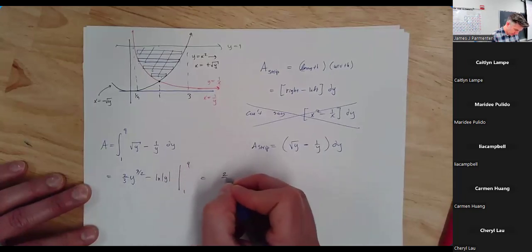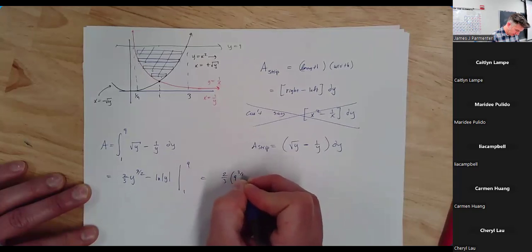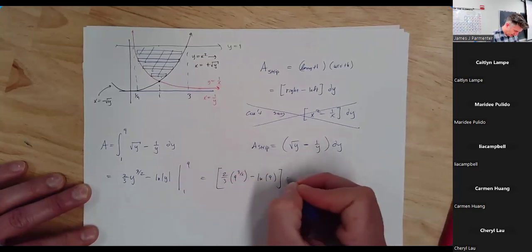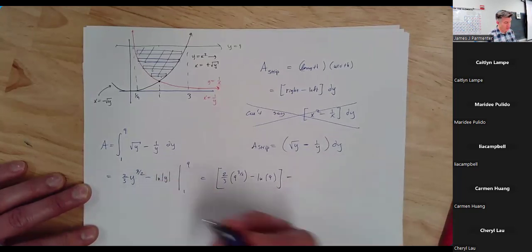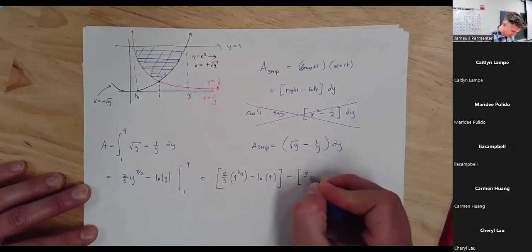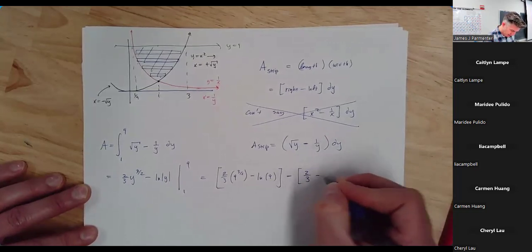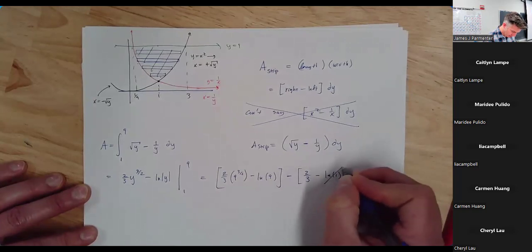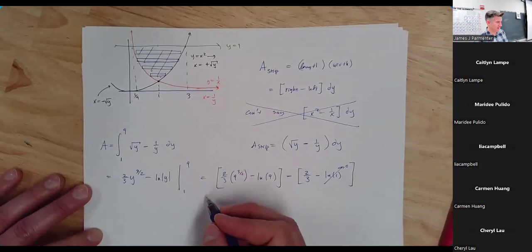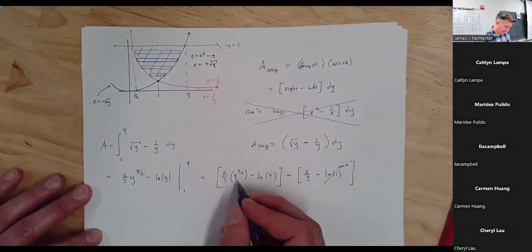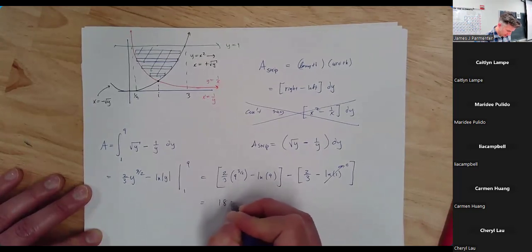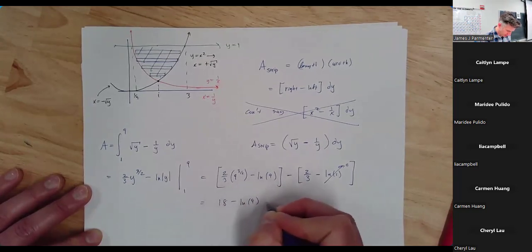So we're going to get 2/3 times 9 to the 3/2 minus the natural log of 9, minus 2/3 times 1 to the 3/2. 1 to any power is 1. So 2/3 times 1 to the 3/2 is just 2/3, and the natural log of 1 is 0. I would say the nice thing about doing it this way is you get a more simplified answer from the get-go. 9 to the 3/2 is 27. 2/3 times 27 is 18. So you get 18 minus the natural log of 9 minus 2/3.